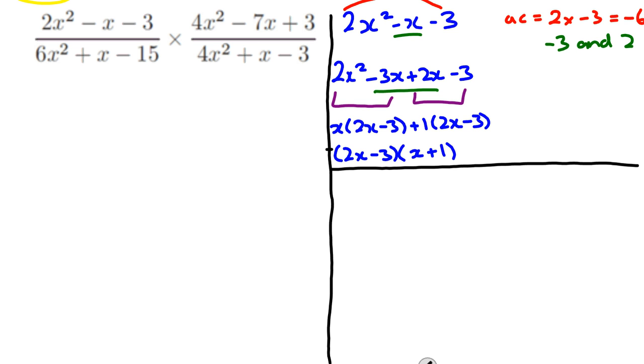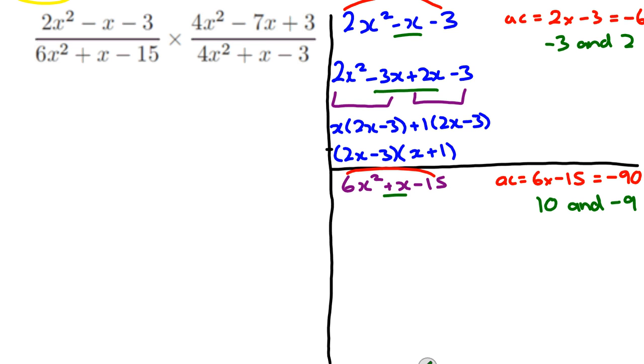The next quadratic I'm going to factorize is the denominator of the first fraction, which is 6x squared plus x minus 15. So we've got to do ac first. ac equals 6 times negative 15. Have a think, what's that? That's right, it's negative 90. So it's two numbers that multiply to give negative 90 and add to give positive 1, because it's positive 1x. Have a think. That's right, it's 10 and negative 9.